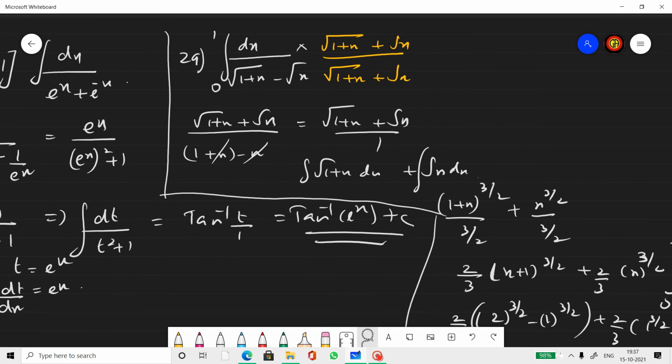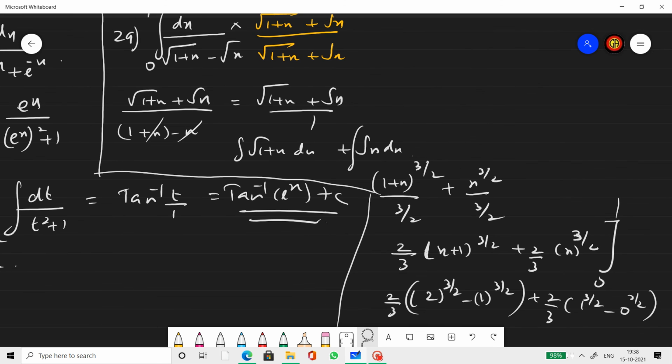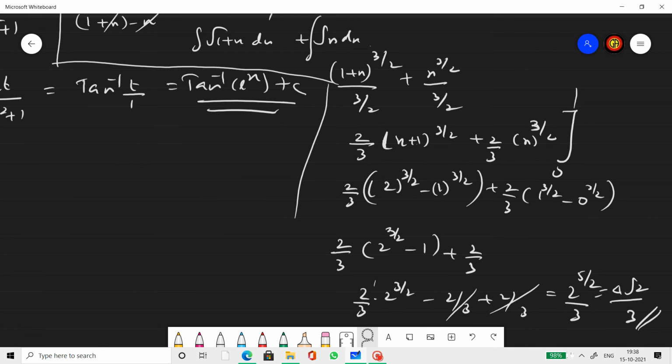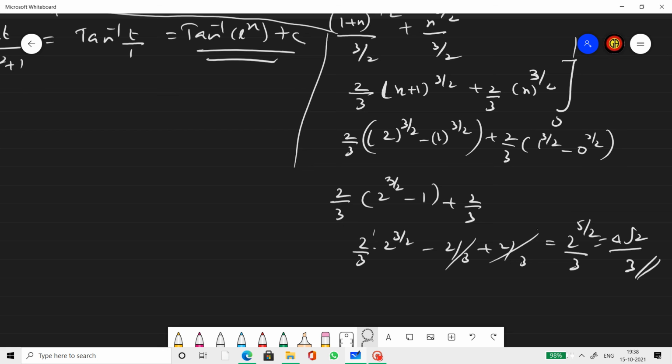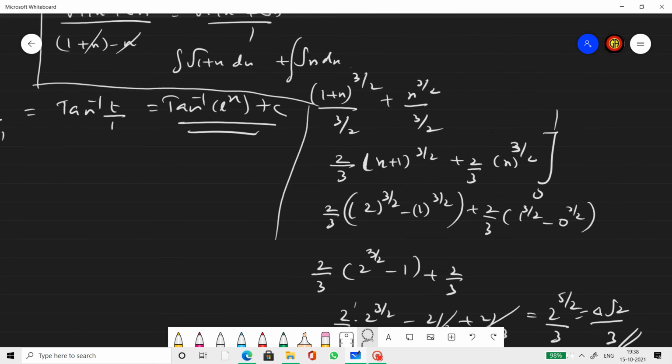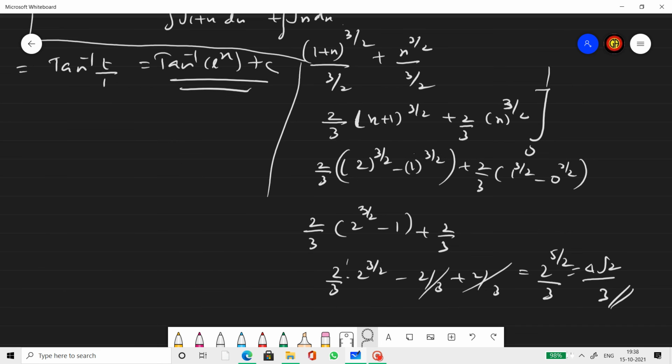29, rationalize the denominator. Apply the integration for each and every term, apply the limit. Once you apply the limit, you get 2 power 3 by 2 minus 1 power 3 by 2. And here 2 by 3 into 1 power 3 by 2 minus 0 power 3 by 2. So keep simplifying, you get 2 power 5 by 2 by 3, which is 4 root 2 by 3. So this one is similar to the second sum that we did in the miscellaneous, where we have to rationalize and proceed. So I think you'll be able to do it if you do it on your own.